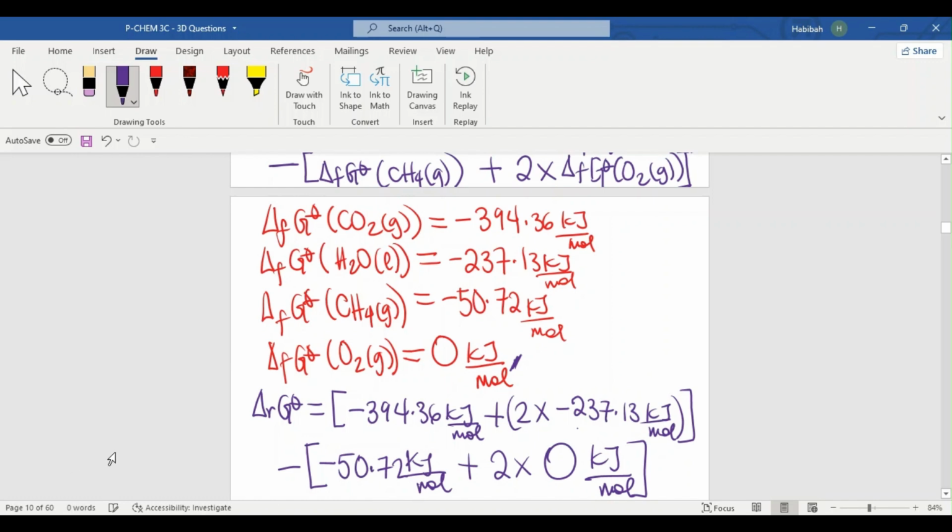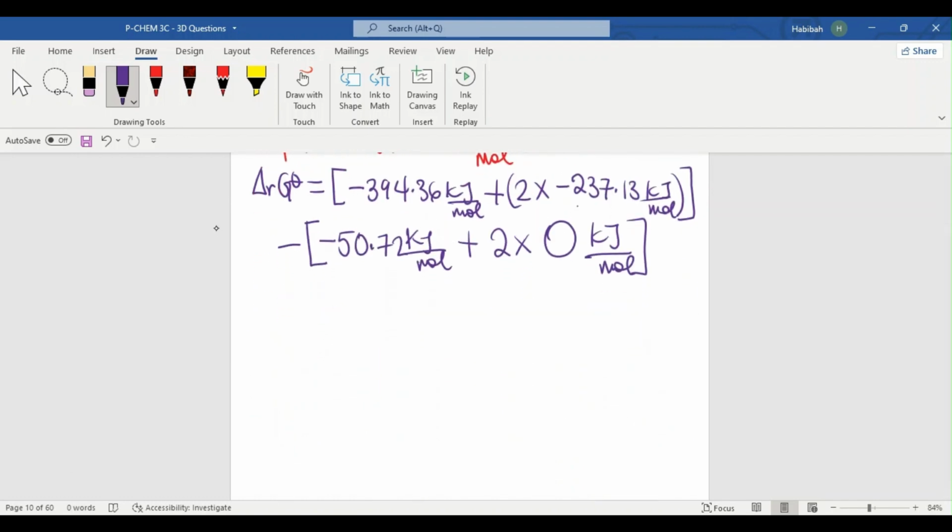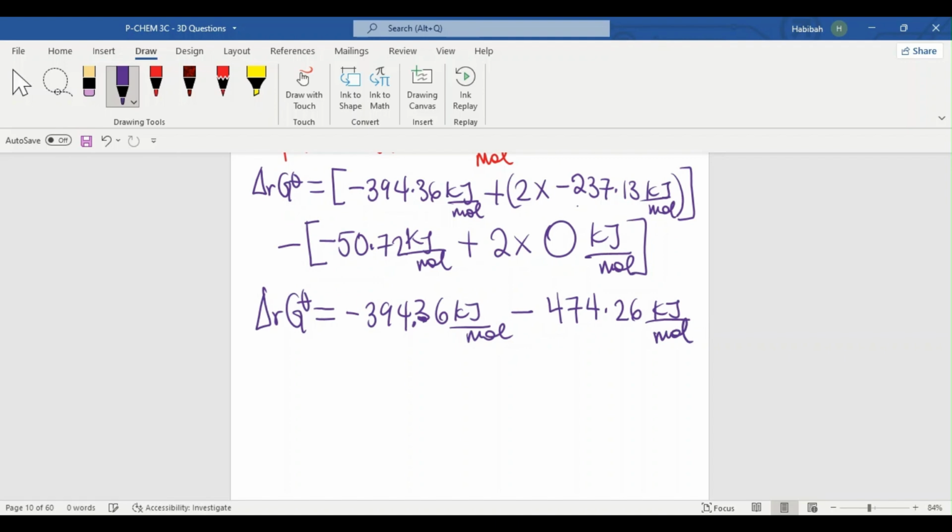Of course, now we have all of this information, we can just do the math. So the Gibbs energy of reaction becomes negative 394.36 kilojoule per mole, minus 474.26 kilojoule per mole. And then here you've got minus and then minus again. So minus minus will give you plus. So this would be plus 50.72 kilojoule per mole. So plus 2 times 0 is 0, so you don't have to write plus 0.